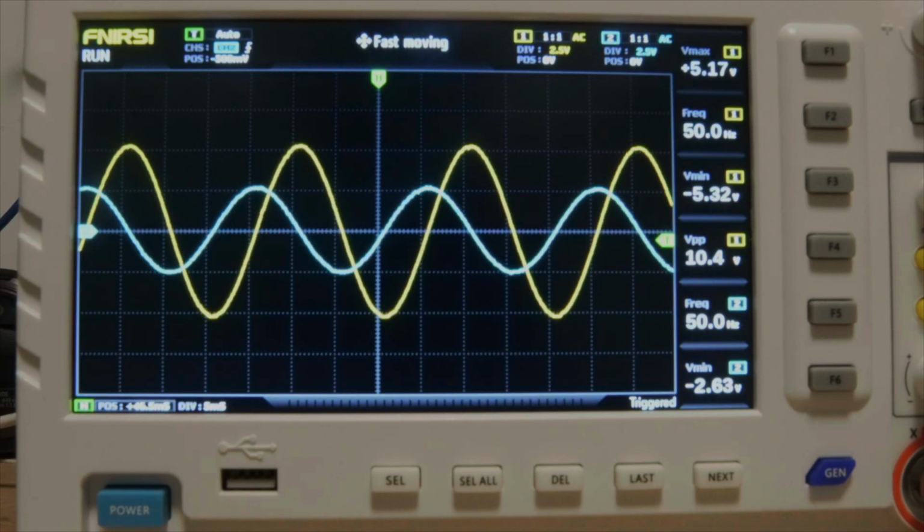Now we have an inductive load. So what you can see is the current appearing first, then the voltage. So we can say the inductive load lags the voltage.